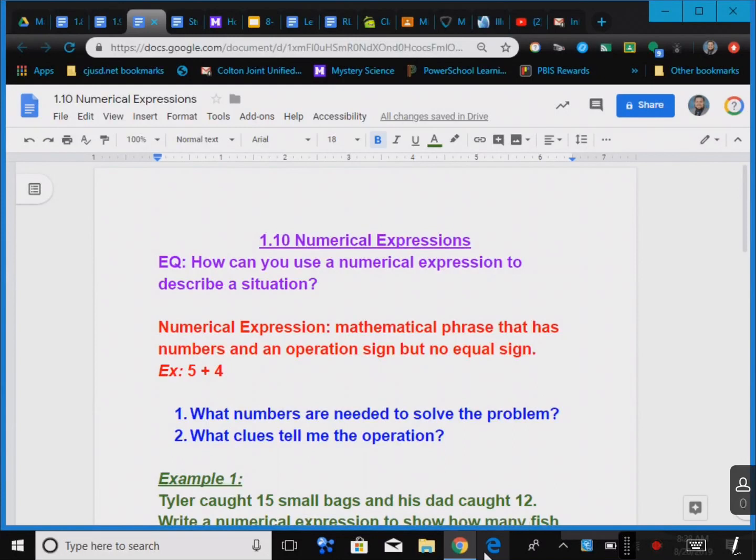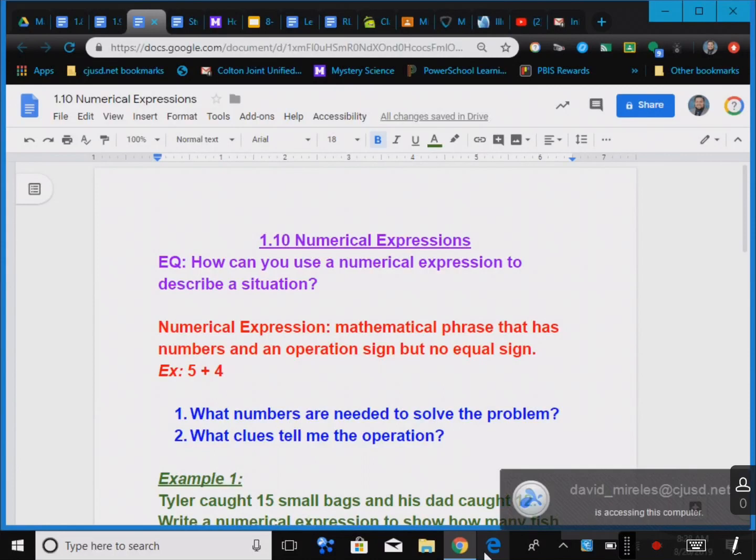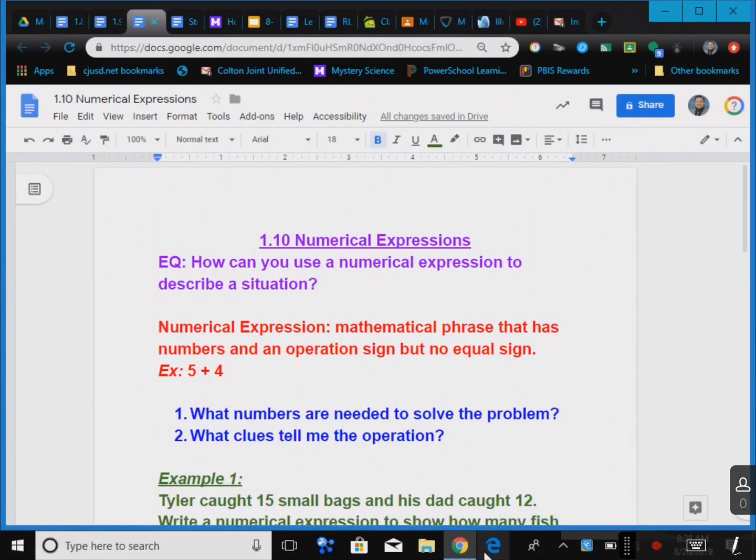So the essential question, starting in algebra, is: how can you use a numerical expression to describe a situation? Which is basically asking, when you look at a word problem, how do you know what problem to write mathematically?